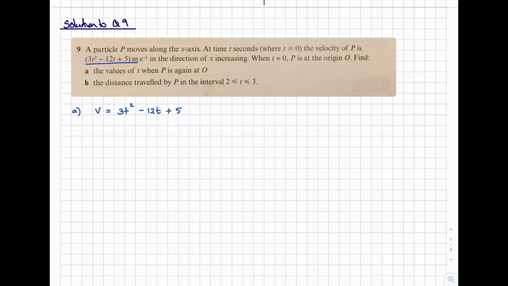When t is 0, p is at the origin. That's a condition that we're going to use within the question, so that's another important part of the question. Find the value of t when p is again at the origin.